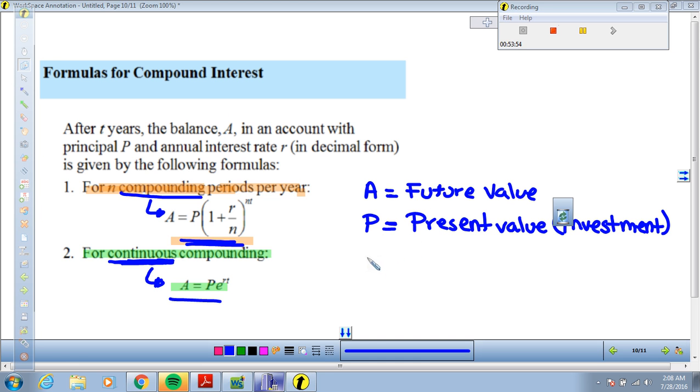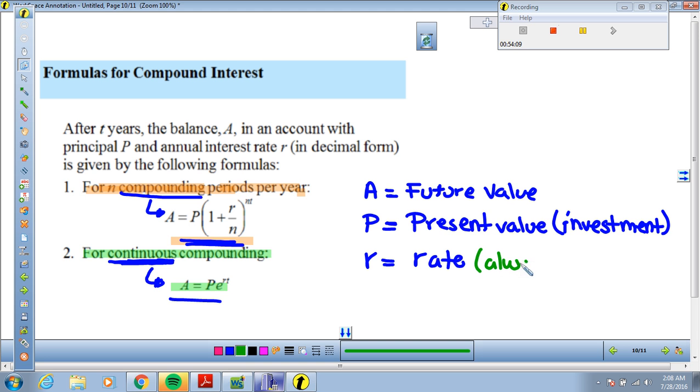Okay. The R in both formulas is the rate. And I'm going to tell you something: the rate is always going to be given to you in percent form. You always have to divide by 100 before using the actual rate number in the formula.